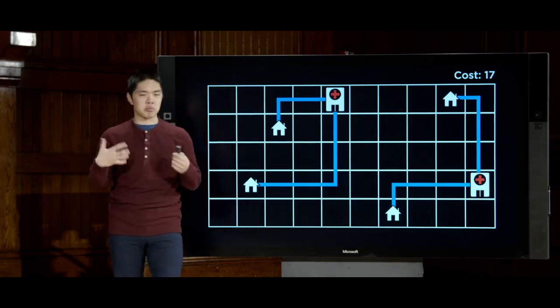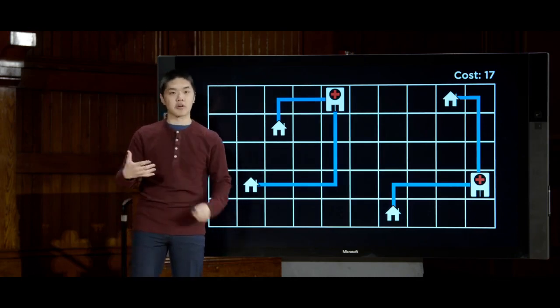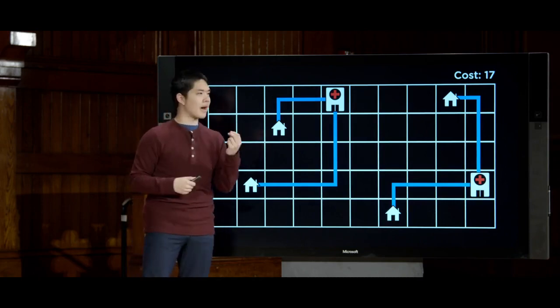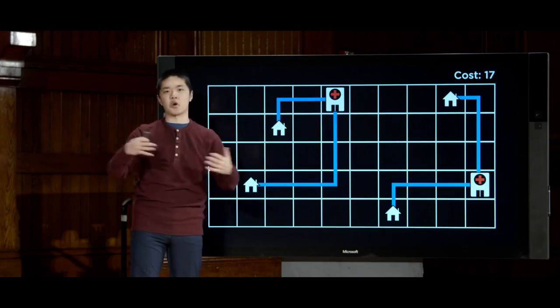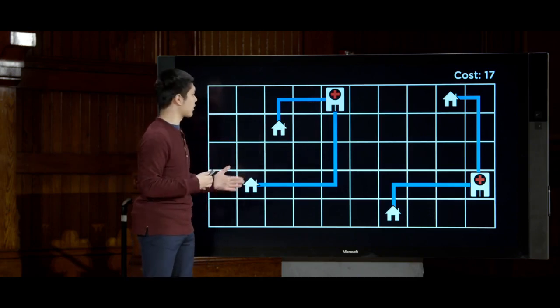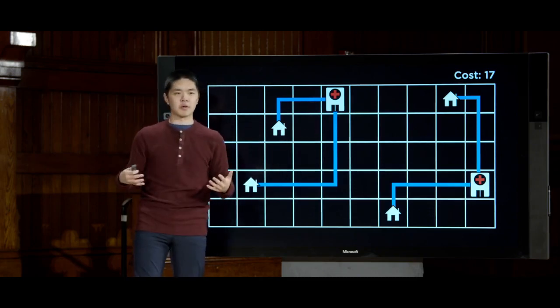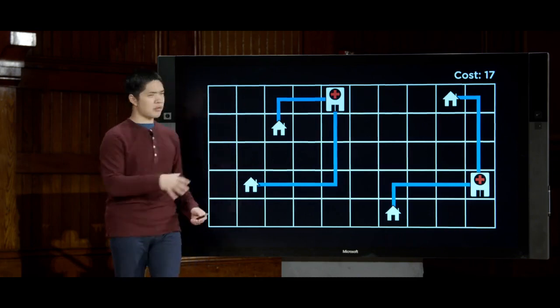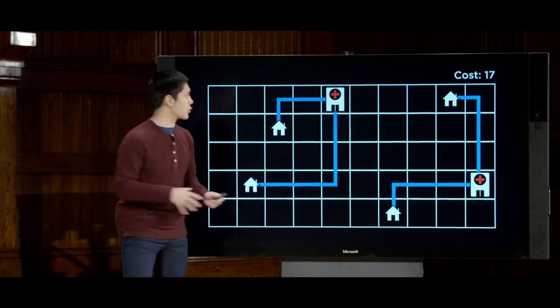And the goal of this problem now that we would like to apply a search algorithm to figure out is, can you solve this problem to find a way to minimize that cost, minimize the total amount? If you sum up all of the distances from all the houses to the nearest hospital, how can we minimize that final value?